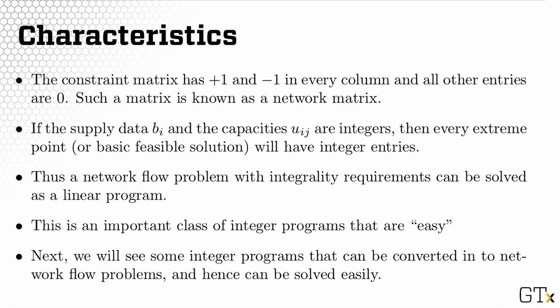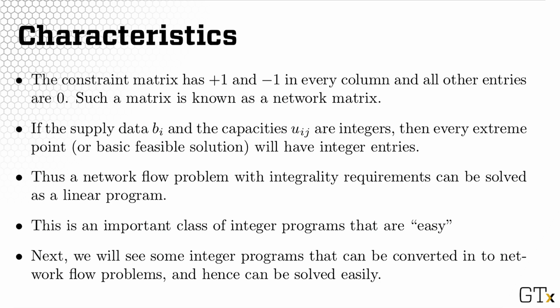You can verify that the constraint matrix of this problem has a +1 and a -1 in every column. So there is one column corresponding to every arc, and in every arc the constraint matrix has a +1 and a -1, and all the other entries are 0. This kind of matrix is known as a network matrix.